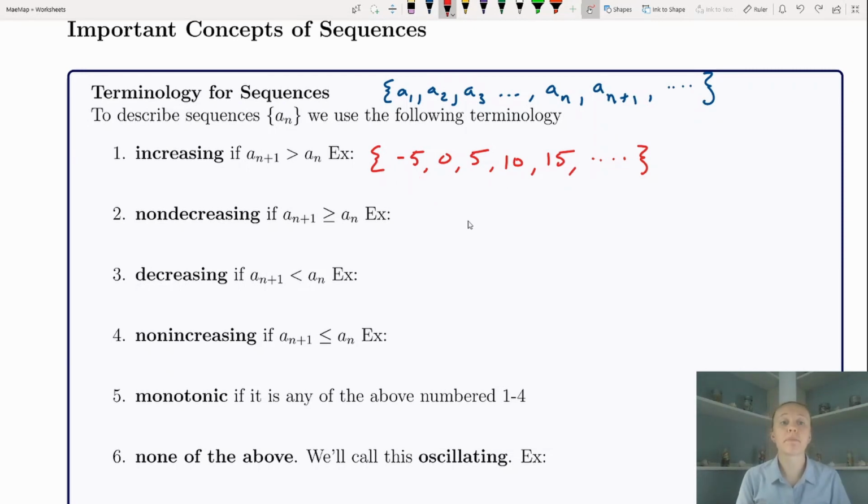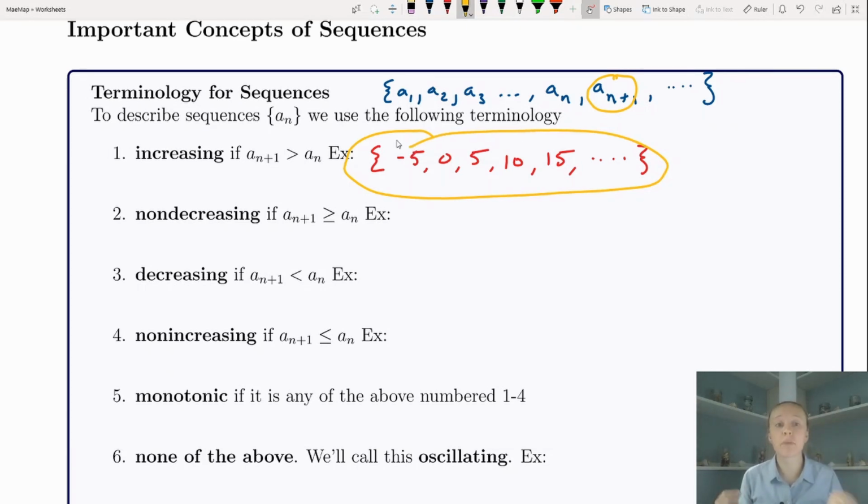Next, we have the term non-decreasing. Now, non-decreasing is if a sub n plus 1 is greater than or equal to a sub n. So the only difference between increasing and non-decreasing is the fact that in non-decreasing, a sub n plus 1 can be equal to a sub n. So up above, this sequence that we already wrote out for increasing is a perfect example of non-decreasing. Each term is greater than or equal to.